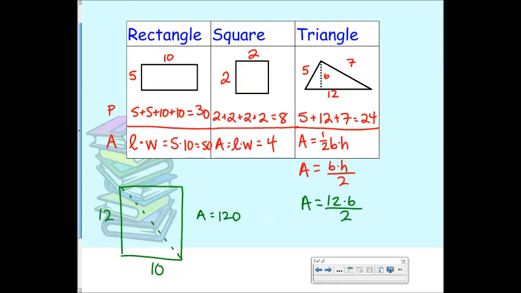Or you could say half of 12 times 6. And this might be a little bit easier because you can just do what's half of 12? 6. And 6 times 6 is 36. So the area of that would be 36. This would give you the same thing. 12 times 6 is 72. Half of 72 is 36. Okay, so either way it's the same thing. Just depends on what you prefer.